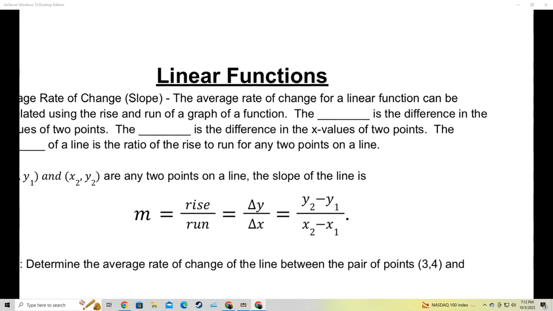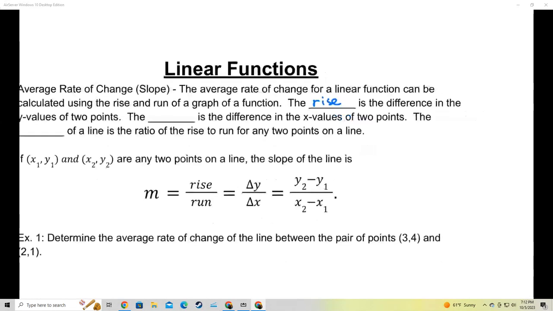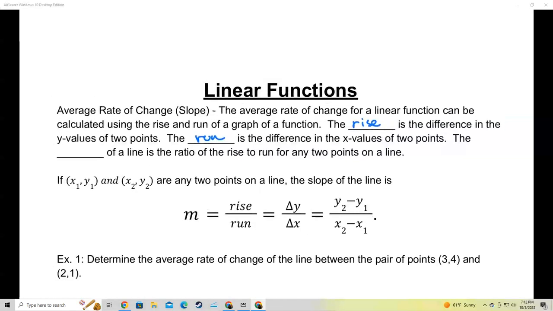So let me go ahead and write this. The rise is the difference in the y values of the 2 points. The run is going to be the difference of the x values of 2 points. So the slope of a line is the ratio of the rise to run for any 2 points on the line.